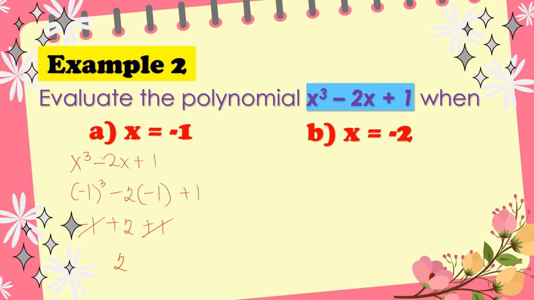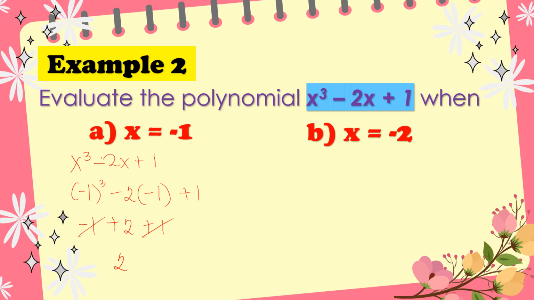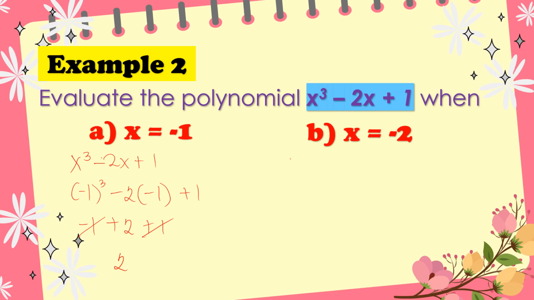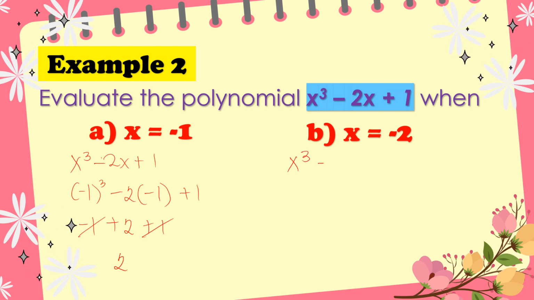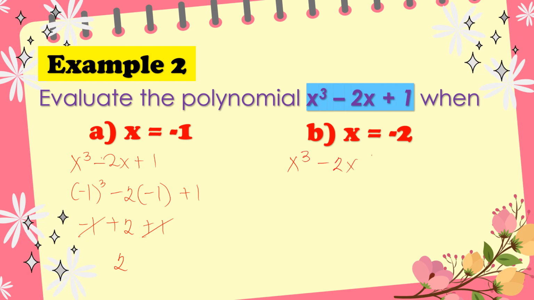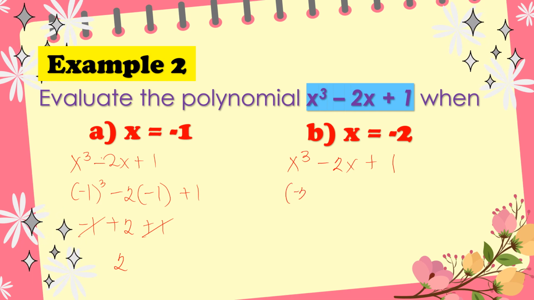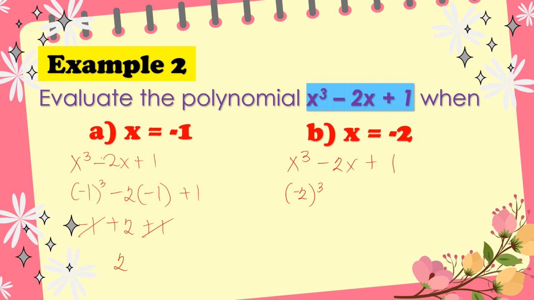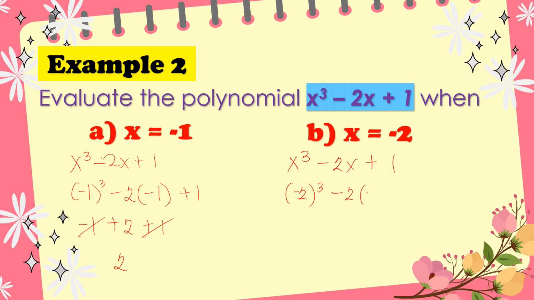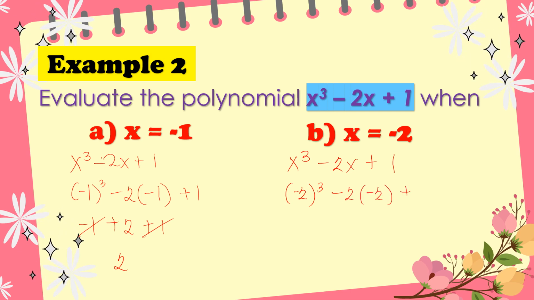When x is equal to negative 2, the value of the polynomial x cubed minus 2x plus 1 will be, okay, let us substitute first the given value for x, negative 2. So, negative 2 times negative 2 plus 1.